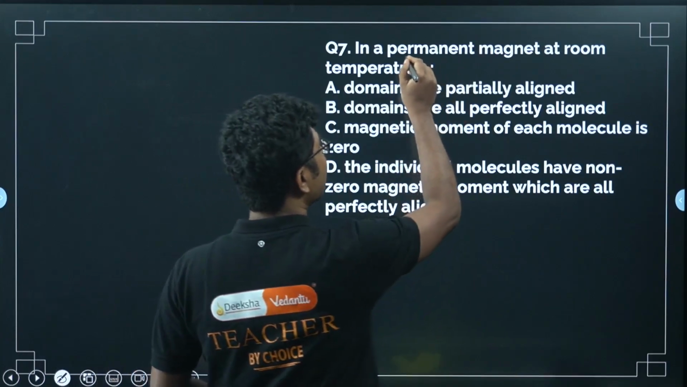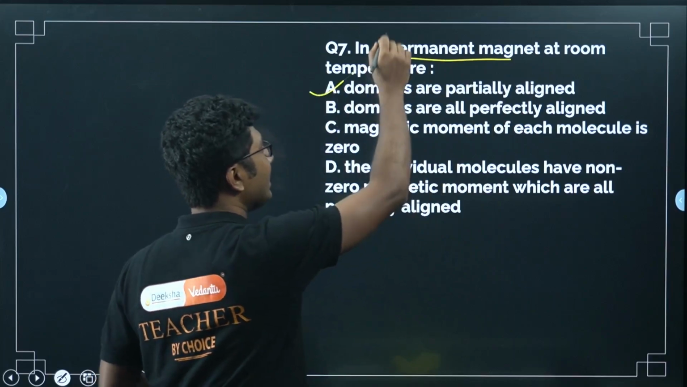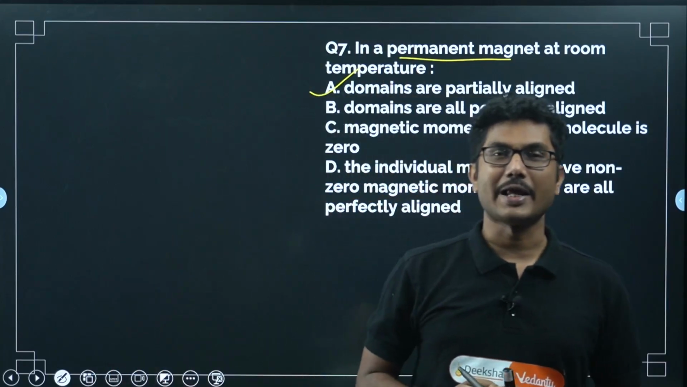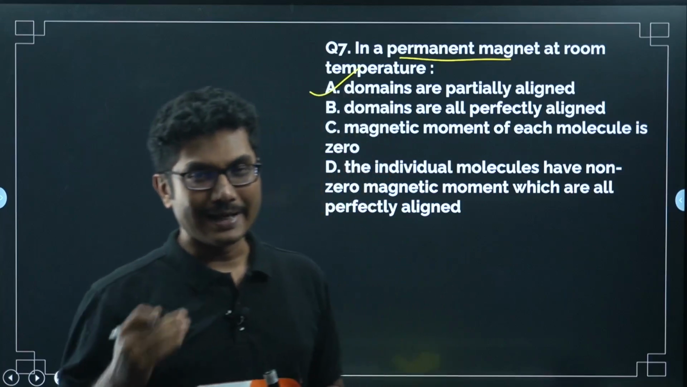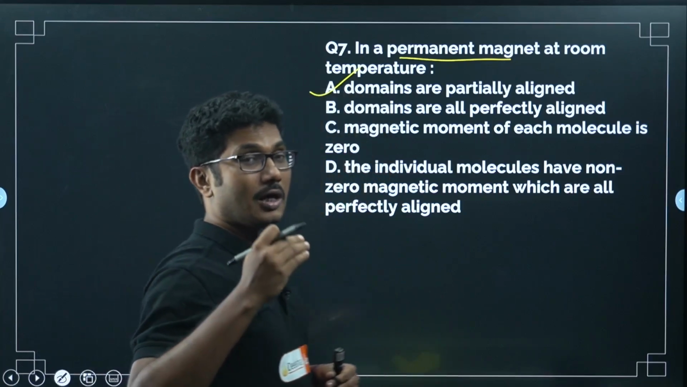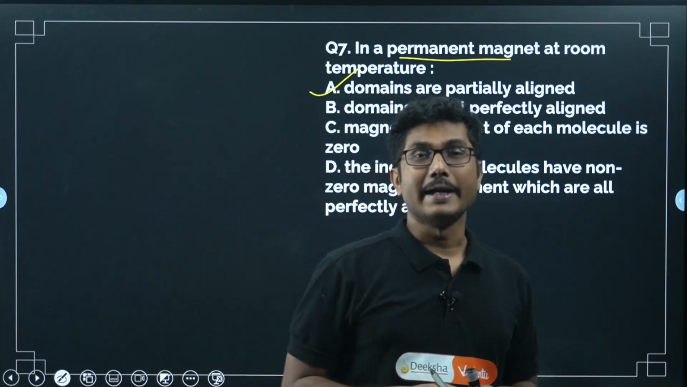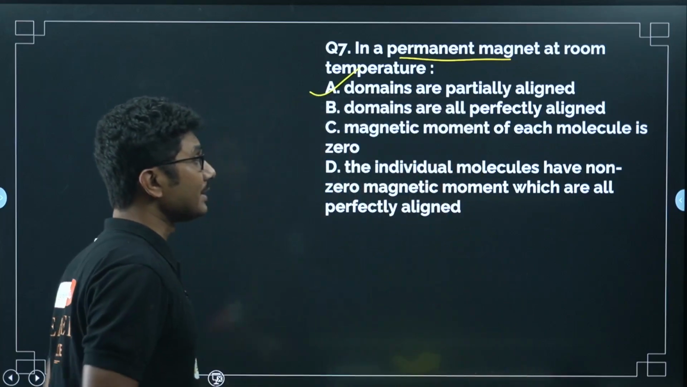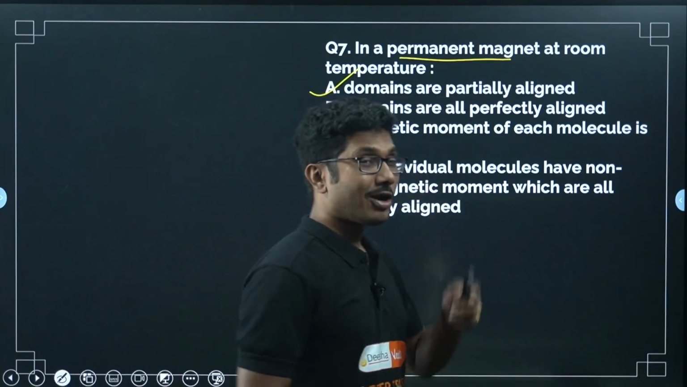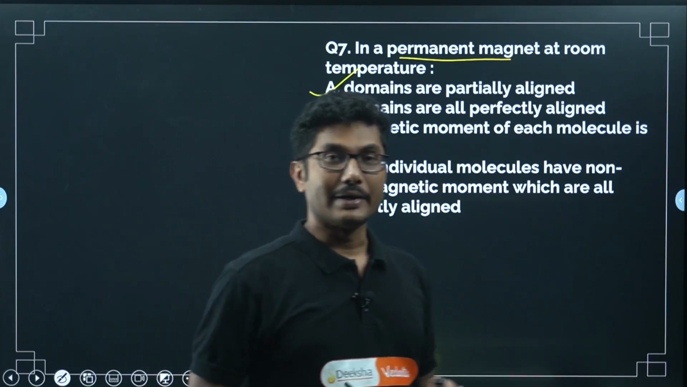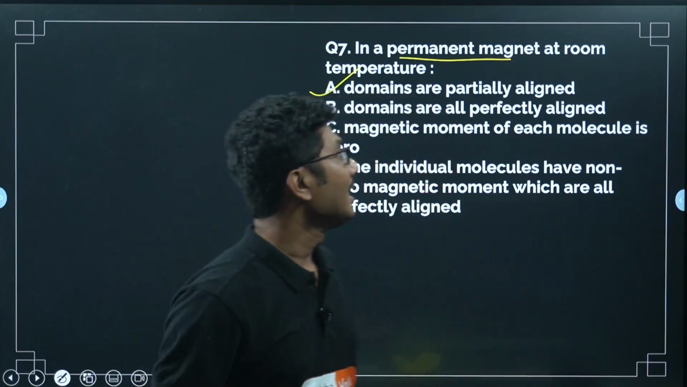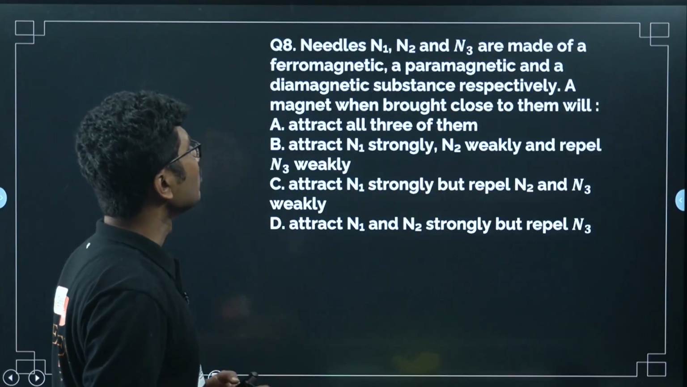Now since it's a permanent magnet, there has to be some sort of alignment. Because it's a permanent magnet, some domains should align according to the north pole and south pole, and that's why domains are partially aligned. They cannot be perfectly aligned. If they are perfectly aligned, that means it's a perfect magnet, which is not possible obviously, as the atoms are vibrating. Now let's move on.